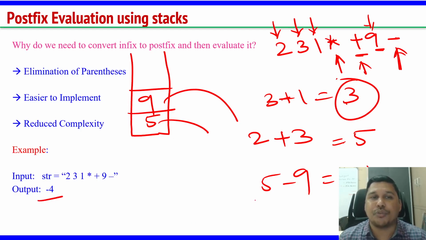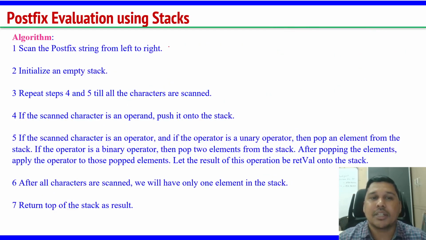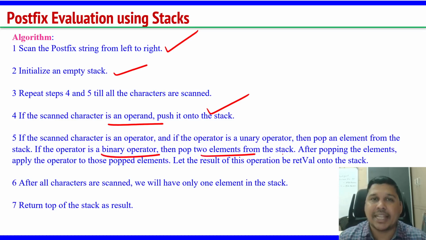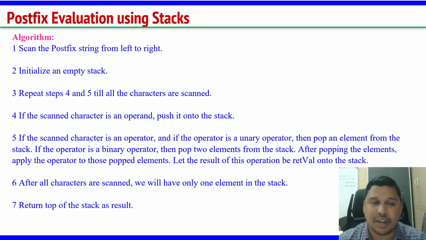So this is the approach of doing it. If you quickly summarize the algorithm: scan the entire string, create an empty stack. If it is an operand, push it onto the stack. If it is an operator, pop 2 elements, apply the operator, and store the result back in the stack. Do it until you read the entire string. At the end, you will have only one element left on the stack. That will be your final answer, so just pop it out and display it as the output. That will be the postfix evaluation. So this is the algorithm of postfix evaluation. We will see the implementation of this postfix evaluation.